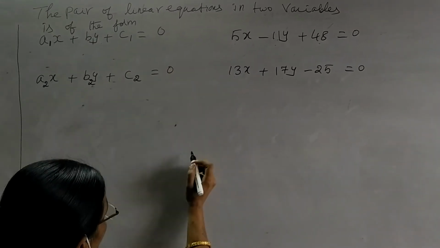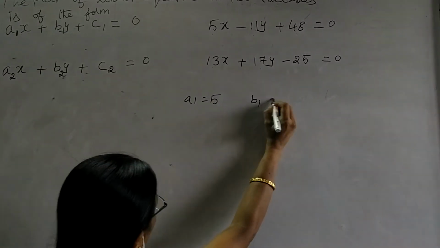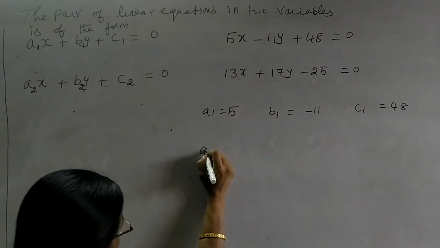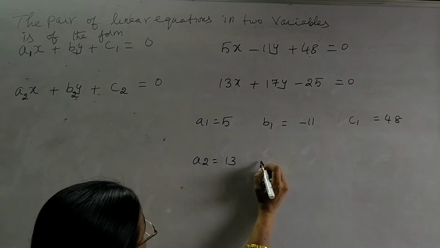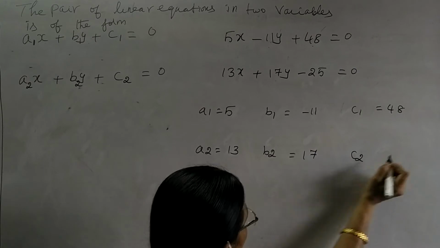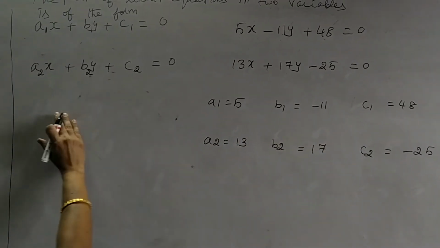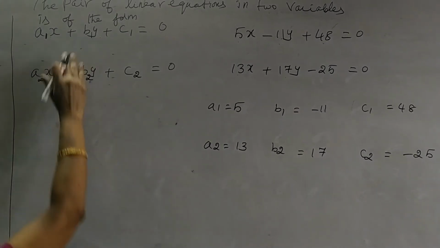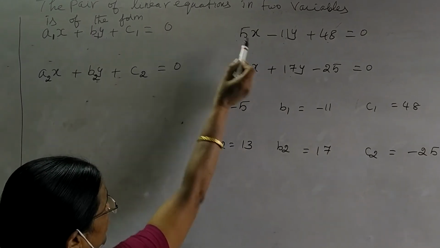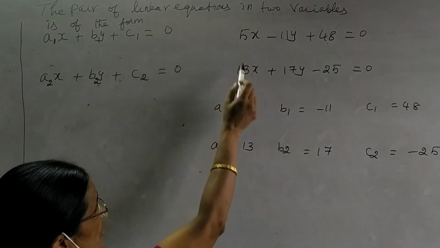So comparing this, we'll get A1 is equal to 5, B1 is minus 11, C1 is equal to 48, A2 is 13 here, B2 is 17 and C2 is equal to minus 25. Here also if we draw the graph for each equation, either for this or for this, it will represent a straight line. So how many straight lines will we get? We'll get 2 straight lines.